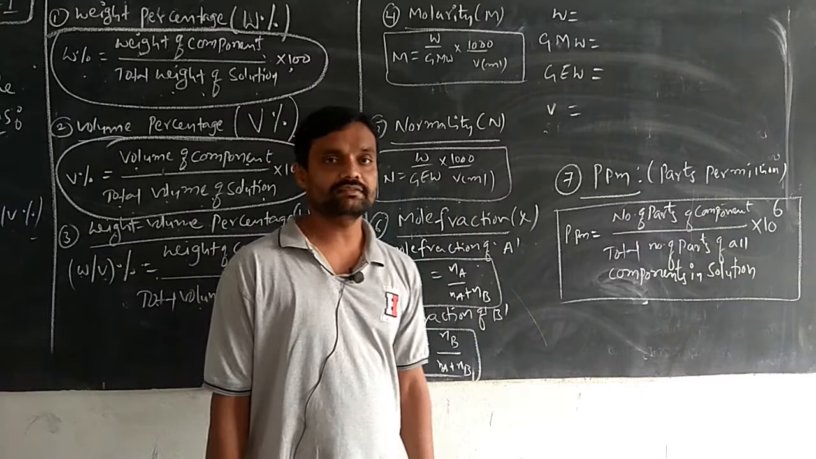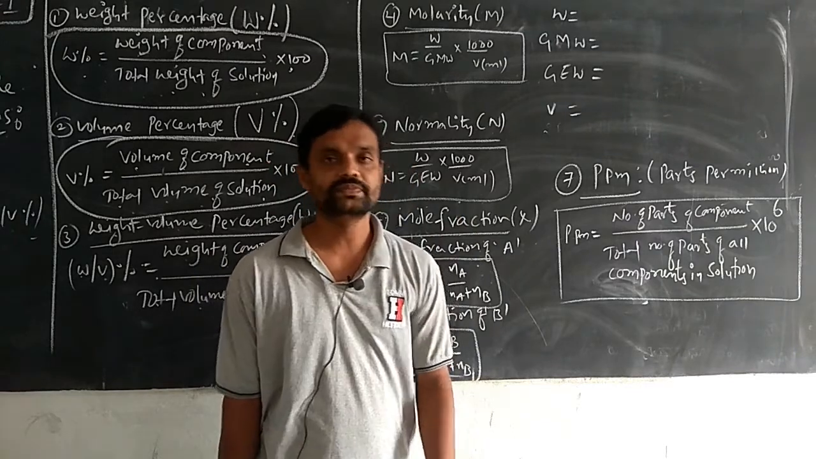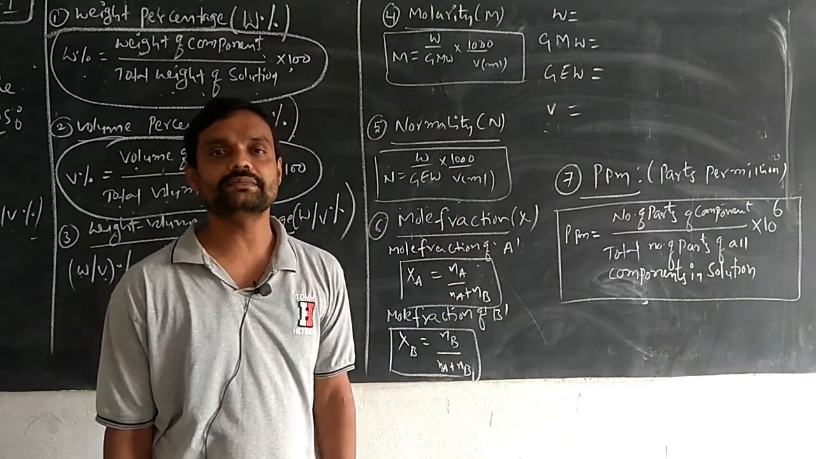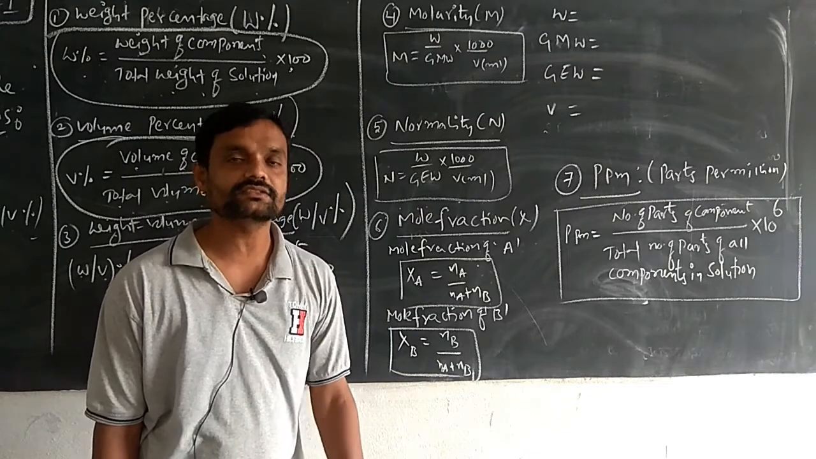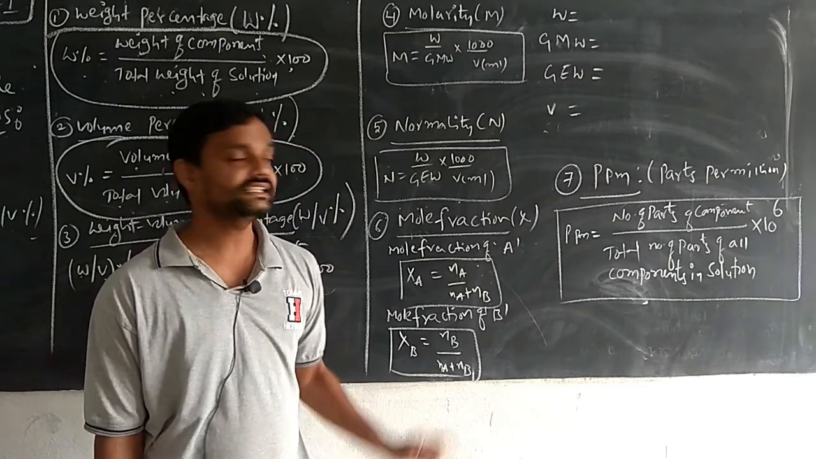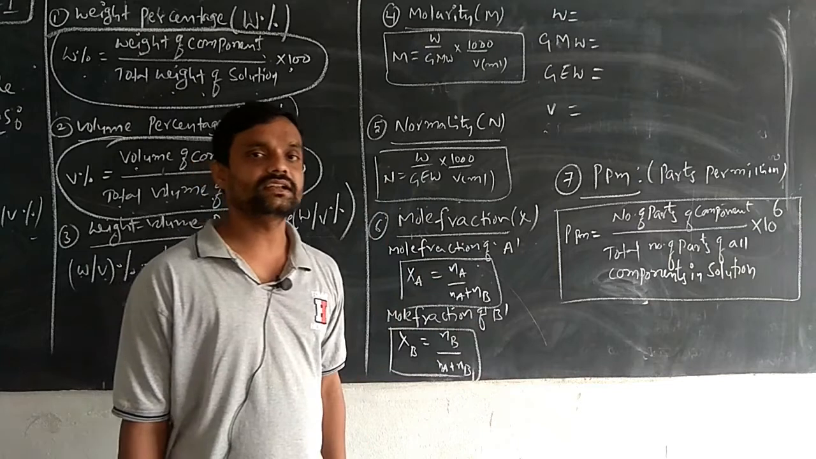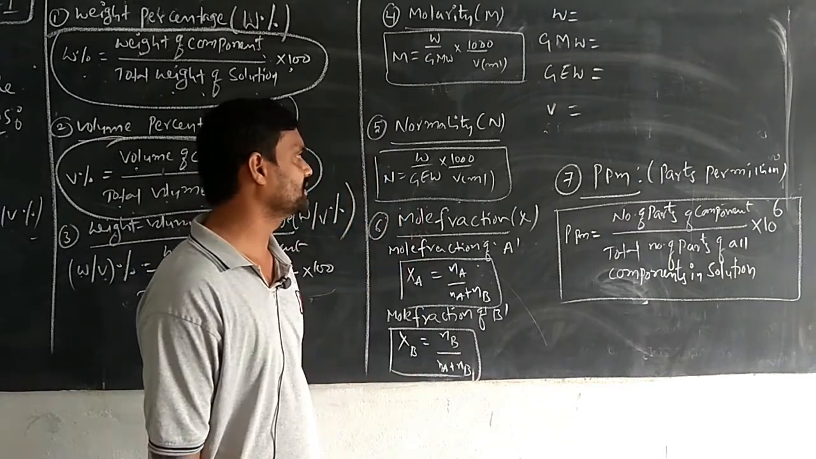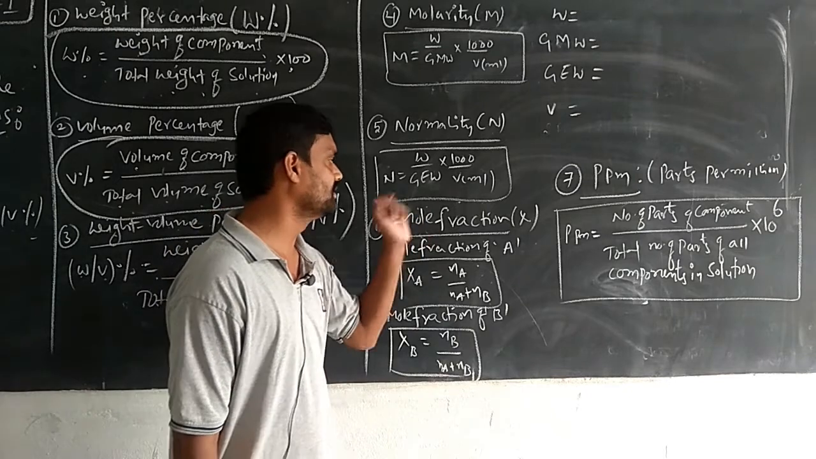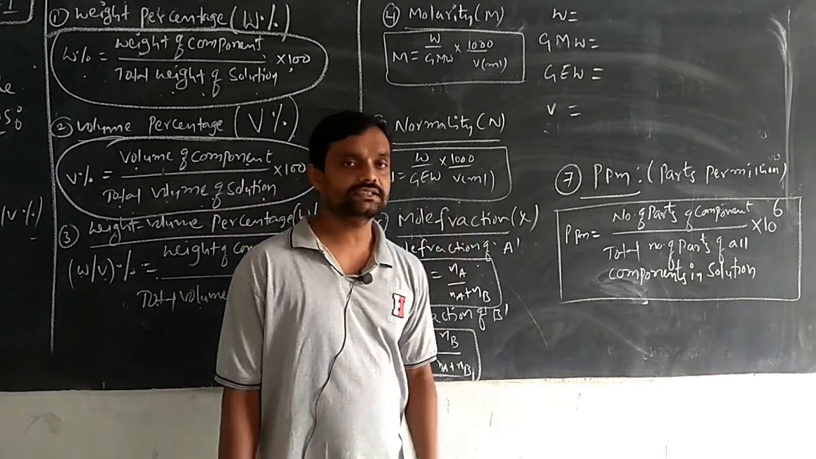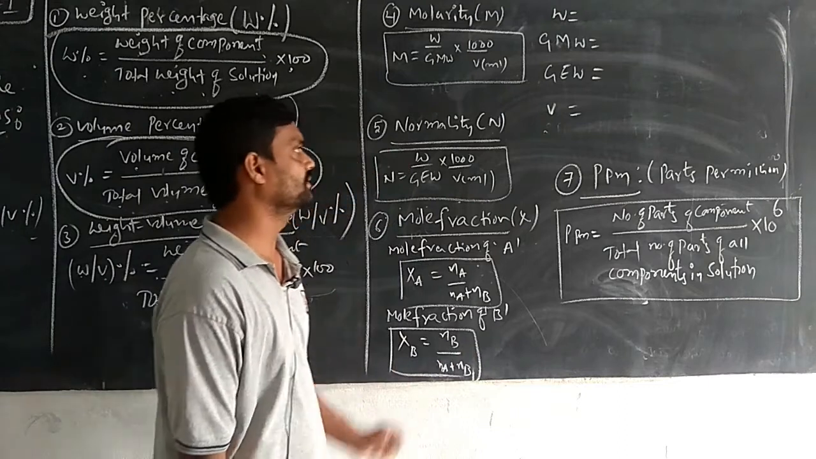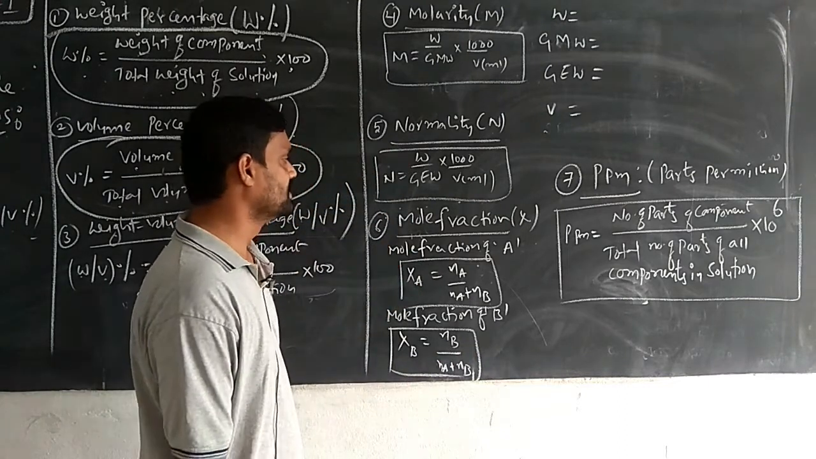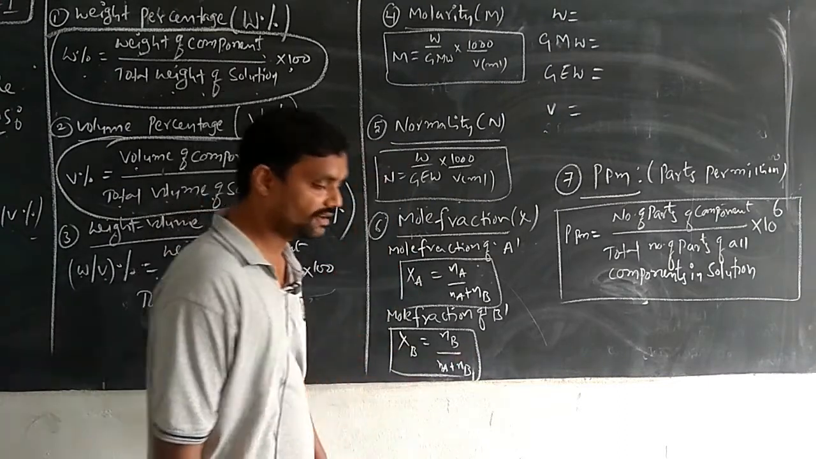Where W is the weight of the solute, GEW is the gram equivalent weight of the solute, and V is the volume of the solution. So this is about the normality.